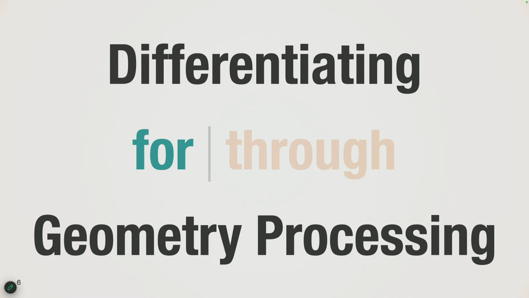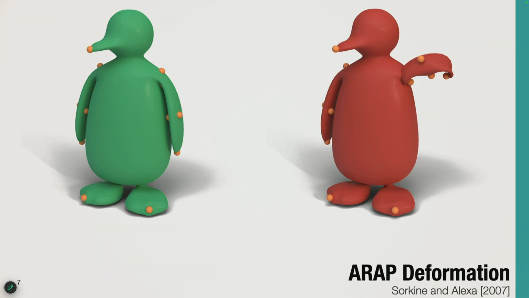To give you a concrete example, we can look at the seminal as-rigid-as-possible algorithm, where the problem is stated as follows. We're given some mesh in some neutral rest pose over here, and we want to deform it into this other mesh over here. And the way we do this is we specify a subset of the original mesh's vertices as the control handles.